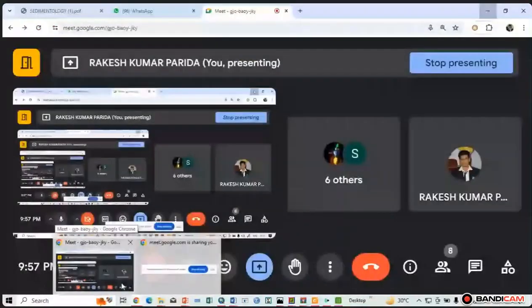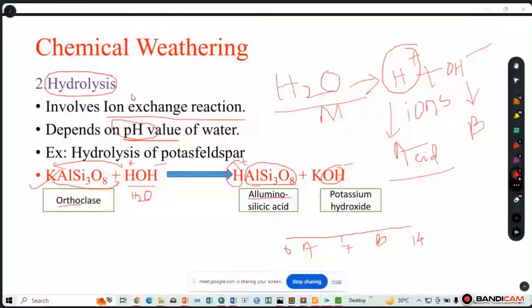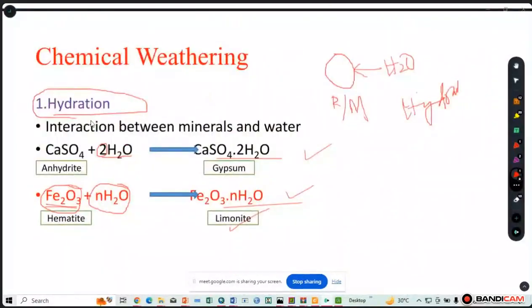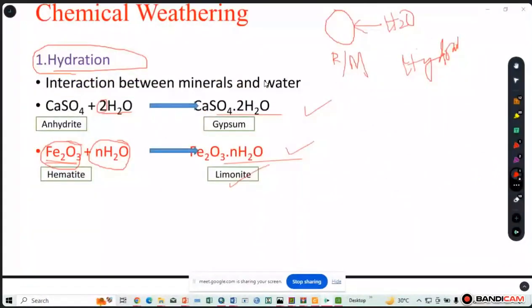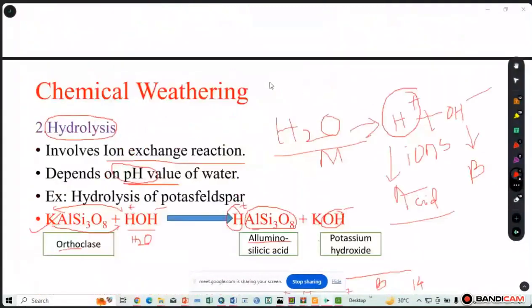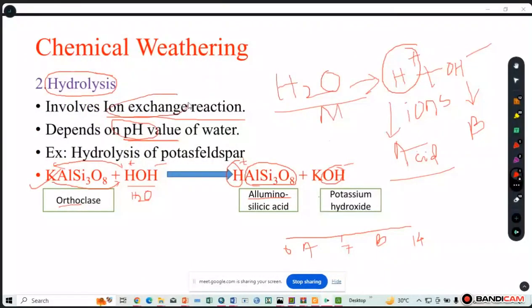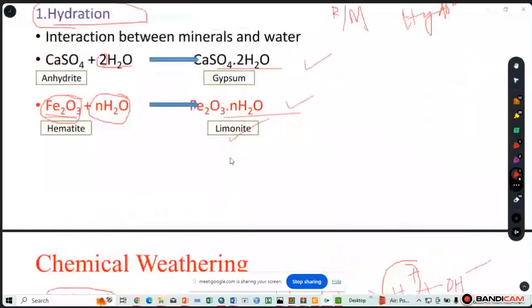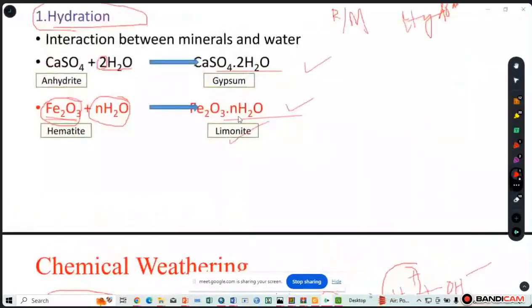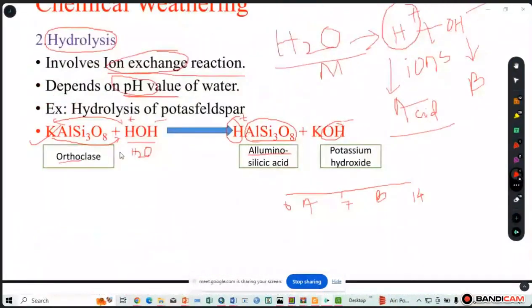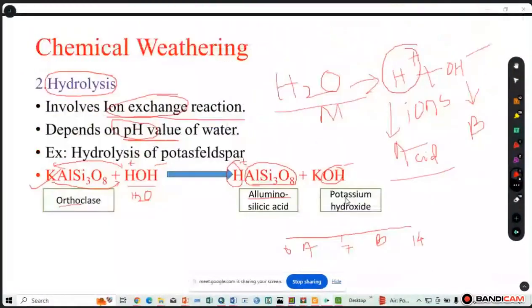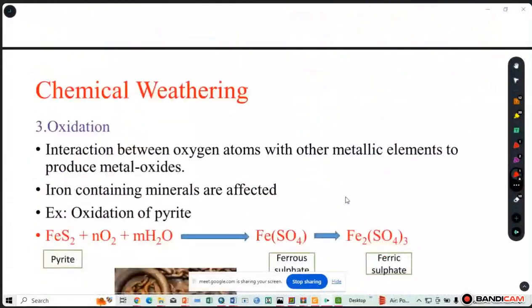Okay, so can you differentiate hydration and hydrolysis? Hydration means the absorption of water, but in the hydrolysis process what happens is the exchange of ions, that means H+ and OH- ions. Here fully H2O gets attached, but here H+ is attached to AlSi3O8 and OH is attached to KOH. Okay, these are two processes.